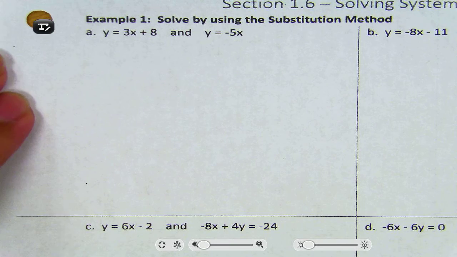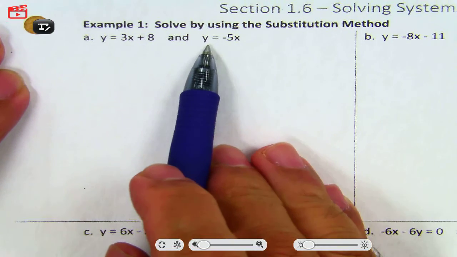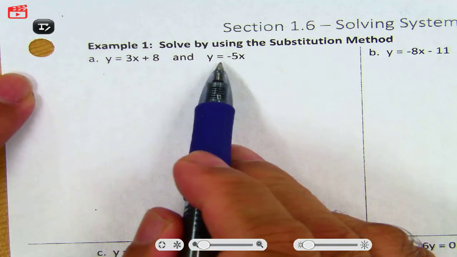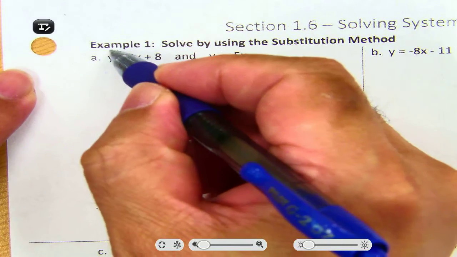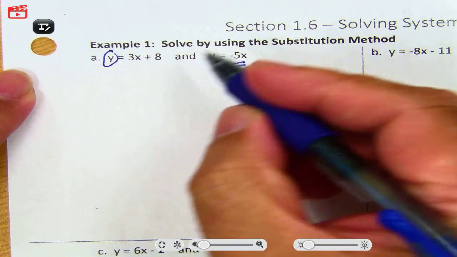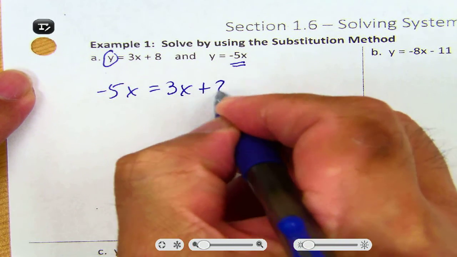Okay, alright, so I'm using substitution to solve this. This is the top part of section 1.6, solving systems algebraically. Both of these are solved for y. What I'm going to do is replace the y with the negative 5x of the other equation. So that would be negative 5x equals 3x plus 8.